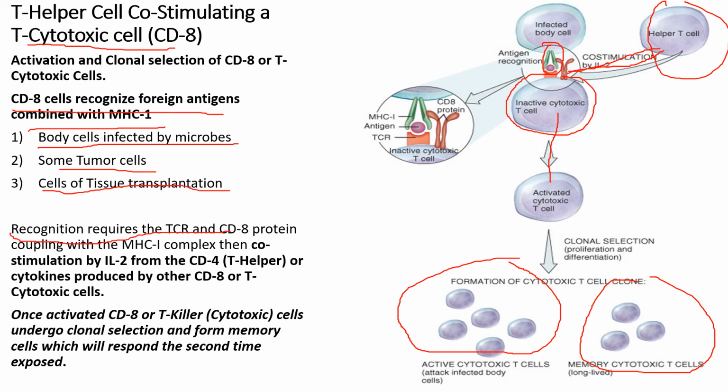Recognition requires the T cell receptor and the CD8 protein coupling with MHC1 complex, and then co-stimulation by interleukin-2 from the CD4. There it is. And the cytokines produced by other CD8 cells can help as well. And so once activated, the CD8 or killer cell is going to undergo clonal selection and form memory cells as well, which will respond a second time exposed. So you have the clonal cells produced to go out and go after that protein of that bacteria, and then you have the memory cells that can be functioning later on if you get exposed again.